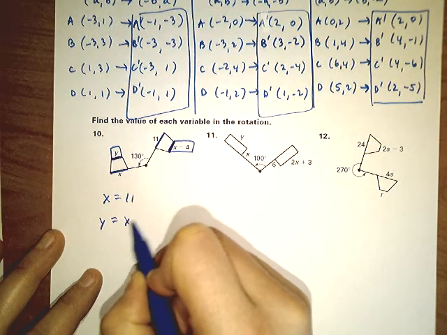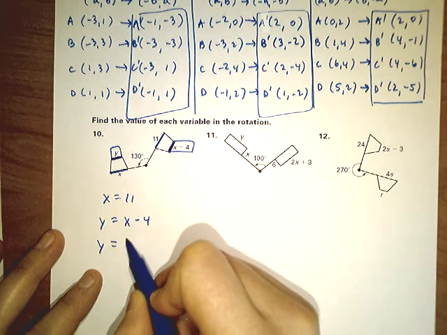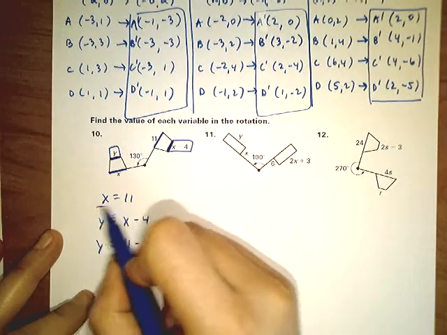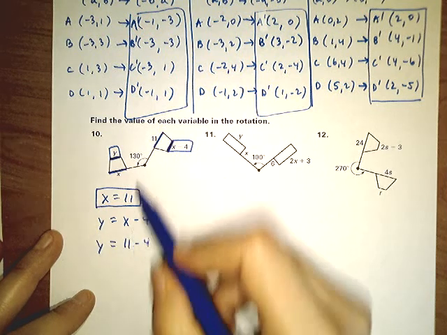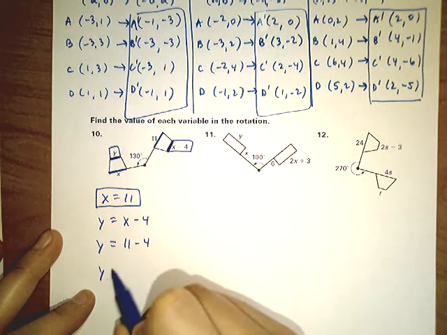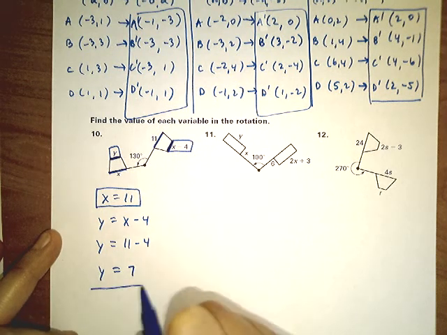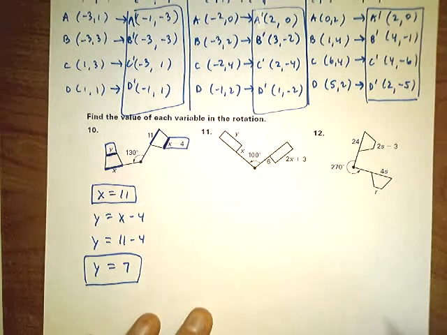So if Y is equal to X minus 4, I can find the answer for Y because I know what X is. X is 11. So if I do a substitution from my original answer of X equals 11 into this equation where I know Y equals X minus 4, I should be able to calculate very simply by taking 11 minus 4 that Y must be 7. And so that's really all you have to do.